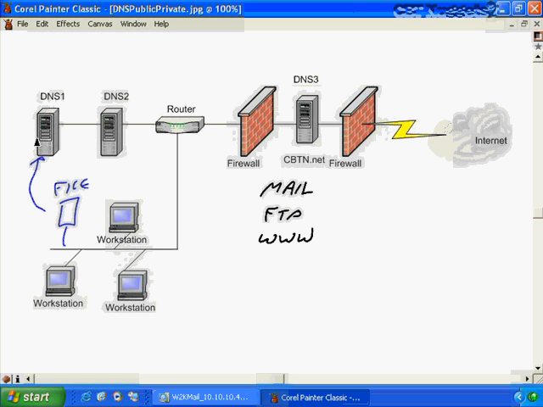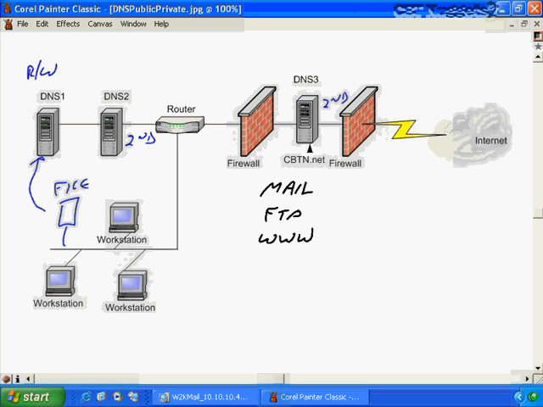A primary DNS server is a read and write copy of the zone file. Now, there's only one primary DNS server, but I might have multiple secondaries. This might be a secondary here. This one may also be a secondary, and this would be a misconfiguration, by the way, but it does happen. This would also be a secondary.